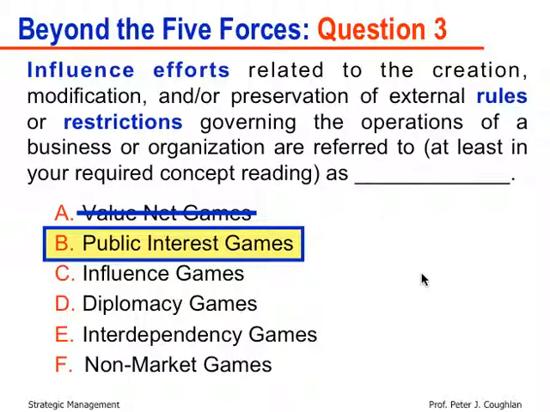Now, the other answers up there, for example, the title of the article is Winning the Influence Game, so I certainly put that in there as a little bit of a decoy. Diplomacy game, we talked about corporate diplomacy a lot. Interdependency game, I talk about interdependency a lot. Non-market, they talked a little about non-market, and classifying things as non-market players. So these are all words that were floating around there, which made the question a little bit hard. But in the end, there's no thinking involved, it's straight out of the reading. If you did the reading, or even had the reading, you should have gotten this answer correct.